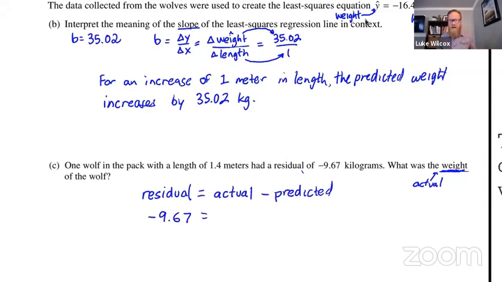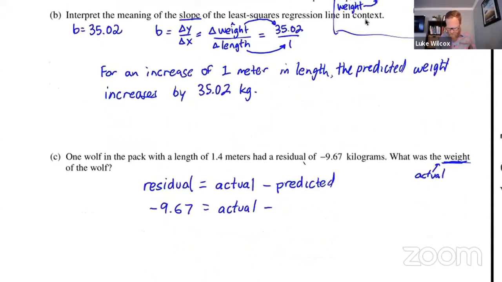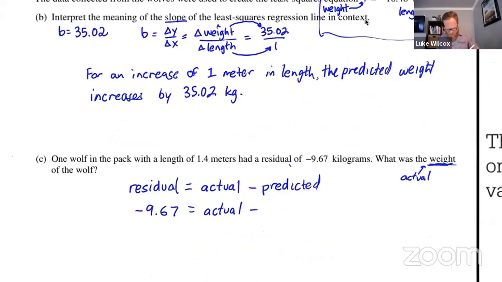Now, the actual value, we don't know. That's what we're trying to find. So this is the unknown value. Think of that as being like x, that's the variable, the unknown, minus the predicted value. Well, they didn't give us the predicted value for this wolf, but we can calculate it because we have up here our equation for the line of best fit, which will allow us to find the predicted weight. So I'm going to do this work off to the side.